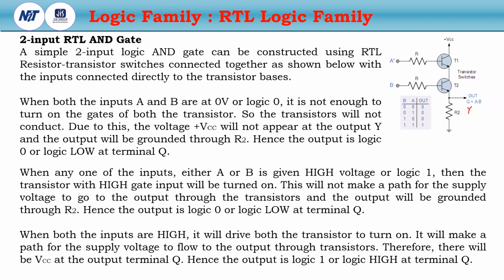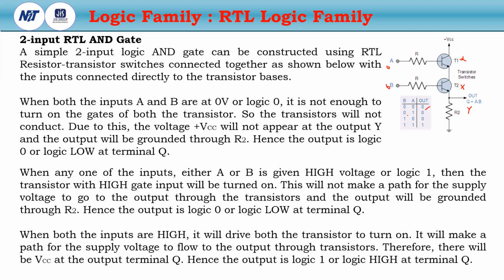Very simple. If this is 0, then this will be in cutoff. This will be in cutoff. No voltage drop occurs at the output. So the output will be grounded through this resistor R2. So the output will be logic 0.